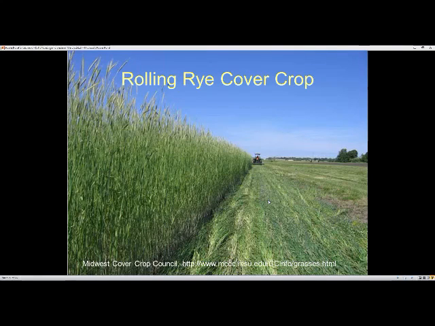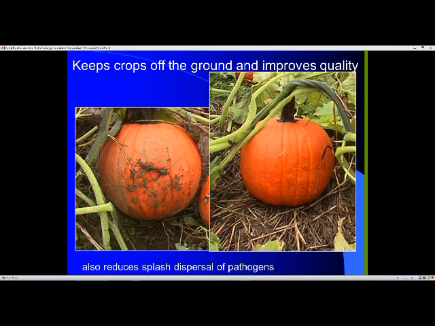And then you can plant your crop, in this case pumpkin, into it, and if you have a really good thick mulch, you will be able to prevent that rot from occurring. So what you see in this picture is a really good cover crop mulch from the rolling of the cover crop here, and a very, very clean pumpkin. There's no dirt and there's no disease, whereas here, potentially there might not be disease in this field, but you can see the dirt that's on the pumpkin because of the direct contact.